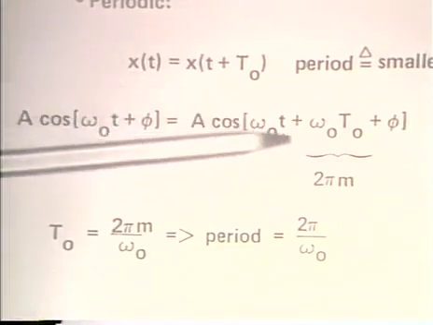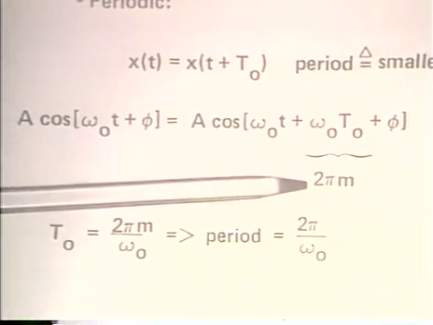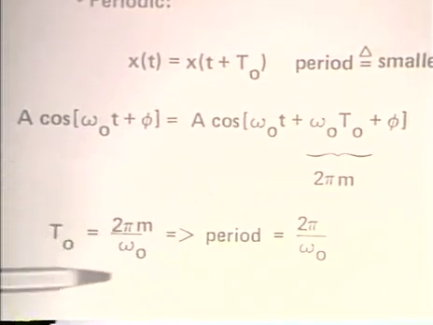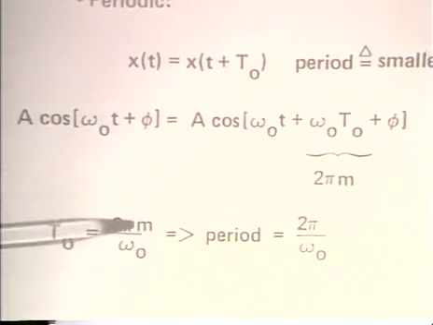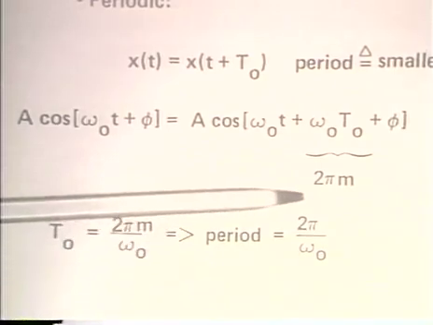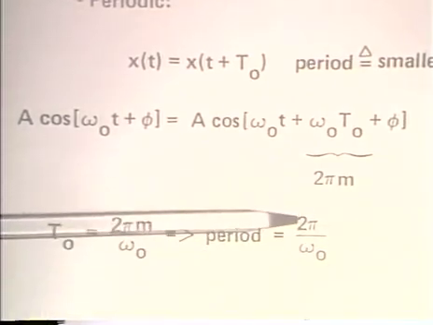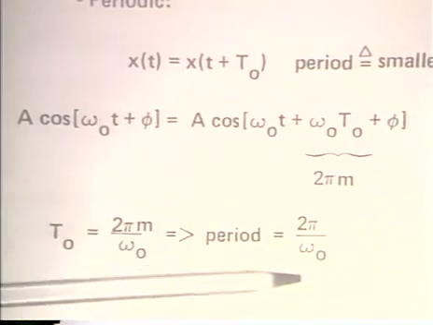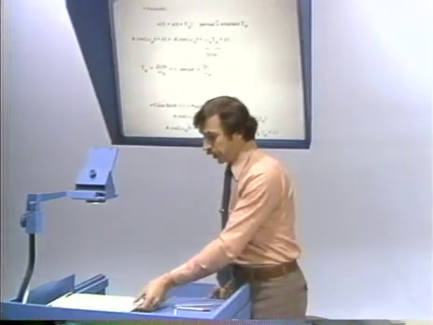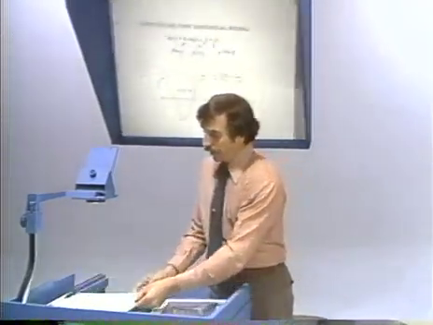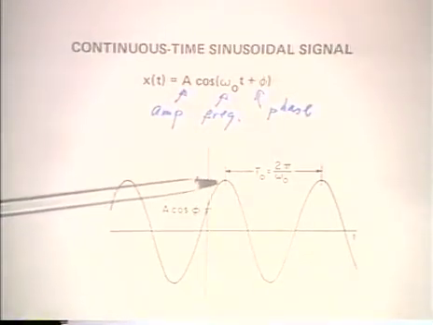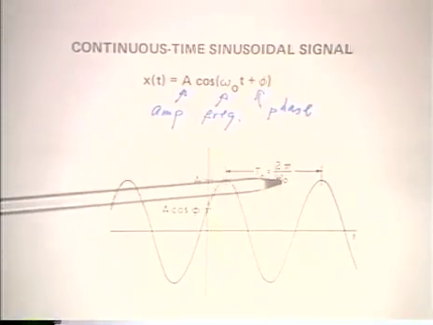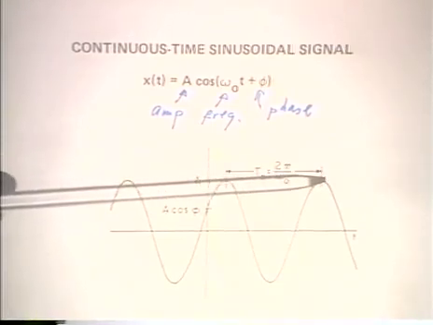So with omega 0 T0 equal to 2 pi times an integer, or T0 equal to 2 pi times an integer divided by omega 0, the signal repeats. The period is defined as the smallest value of T0, and so the period is 2 pi divided by omega 0. And going back to our sinusoidal signal, I've indicated here then the period as 2 pi over omega 0, and that's the value under which the signal repeats.